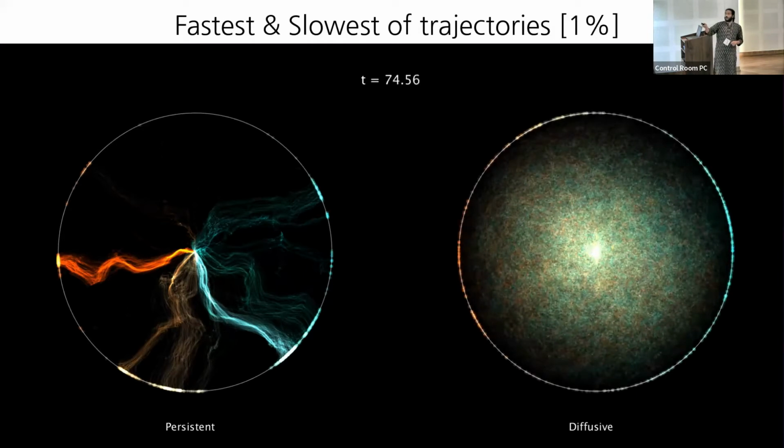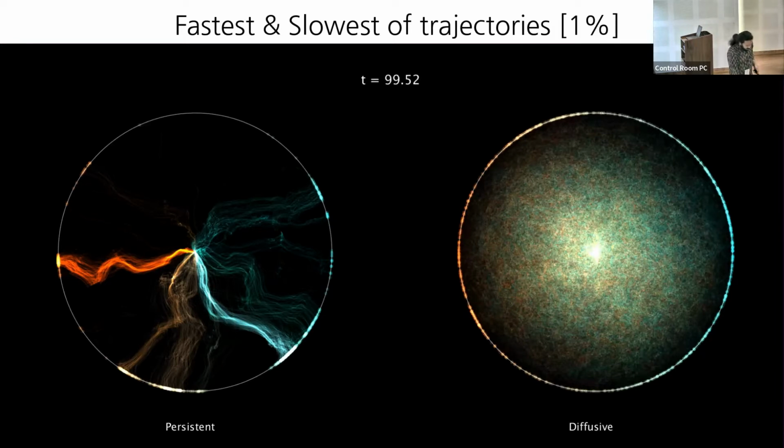Whereas the diffusive ones, you see it still goes on, it takes them forever to reach the circle. So the ensemble has the behavior of both persistent and diffusive trajectories. And in fact, each trajectory will have a part which is persistent and which is diffusive. It's not like you'll have unique trajectories like that.